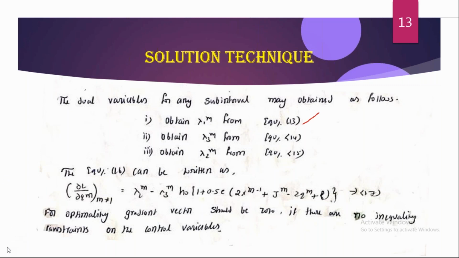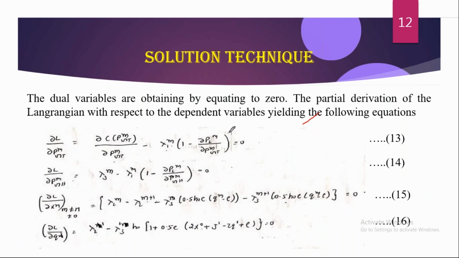How it will be, let's see here. This is equation 13. In 13, only lambda 1 is available. There is no lambda 2 or lambda 3. So you can easily find lambda 1 from equation 13. And similarly, once you find lambda 1, you can substitute it here, then you can calculate the lambda 3 value. So lambda 3 can be obtained from the 14th equation. Next one is lambda 2. Lambda 2 value can be obtained by using the 16th equation. So these three equations can be used for finding lambda 1, lambda 2, and lambda 3.